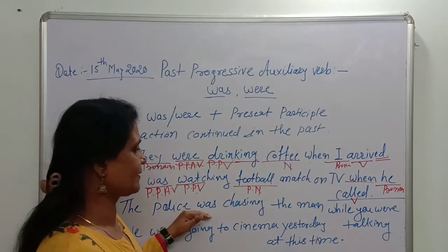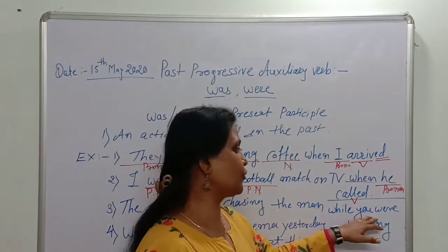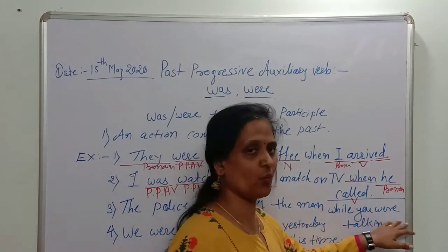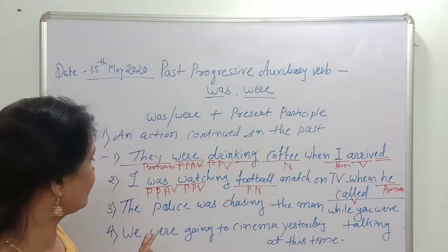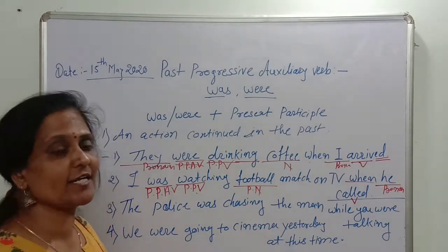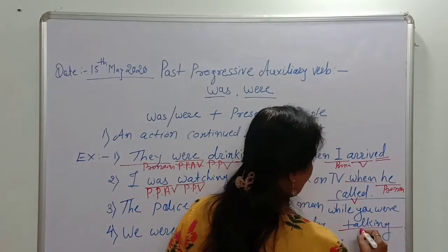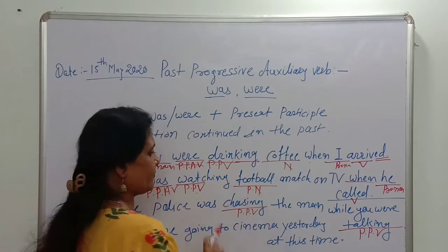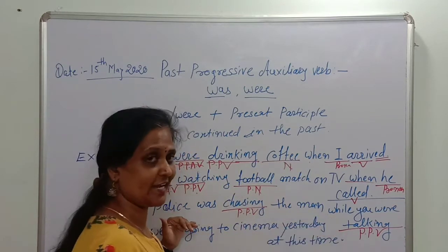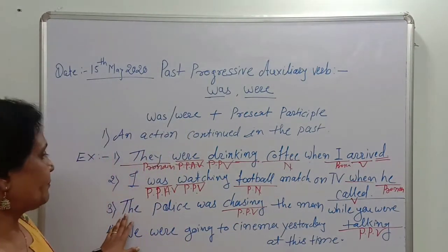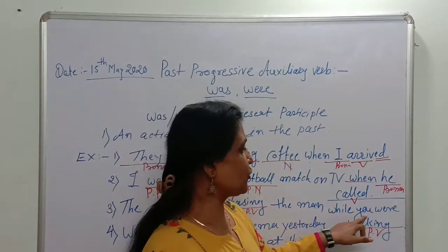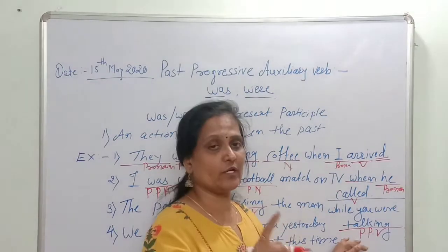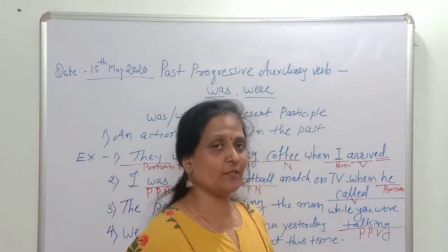The police was chasing the man while you were talking, right? Now in this sentence you have to understand that there are two present participle verbs. One is talking and another is chasing, right? Both verbs are used in this sentence as present participle verbs. Means the police was chasing the man. And while you were talking, this other part of the sentence shows that he or she, whoever, was talking.